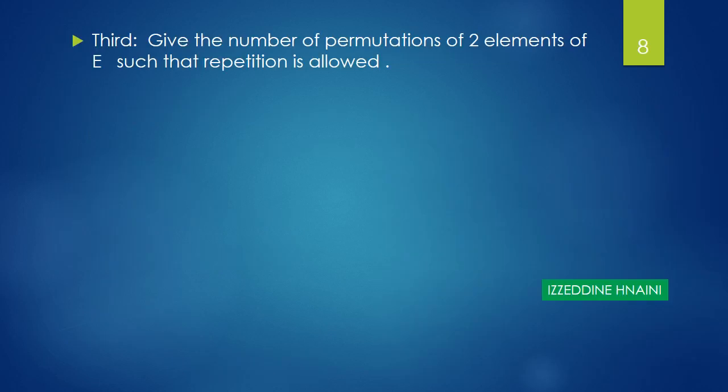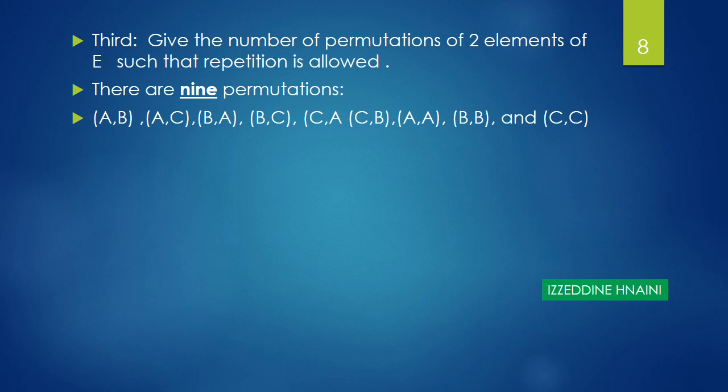Now, give the number of permutations of 2 elements of E such that repetition is allowed. There are 9 permutations, which are the previous permutations, and we add to them AA, BB, and CC.